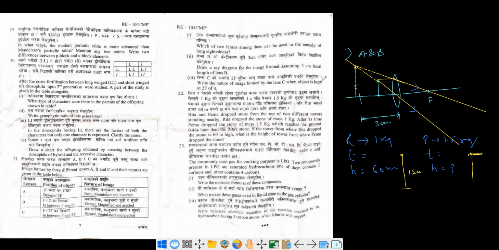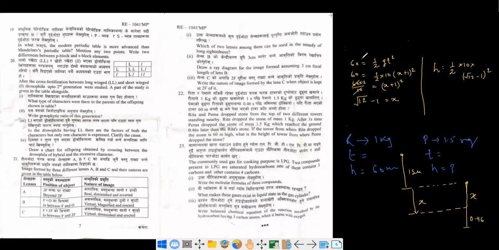Quite interesting. So let me figure it out here. Okay, the solution is something like this. See, Rita dropped the object from here and it flew for 1 second.